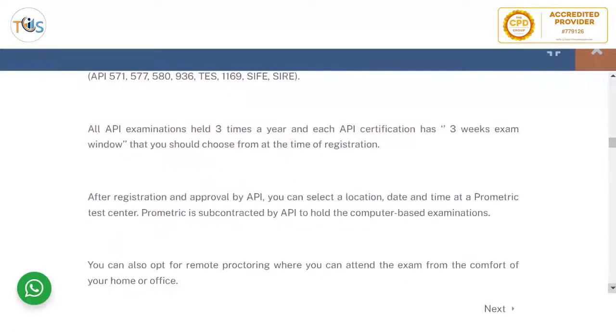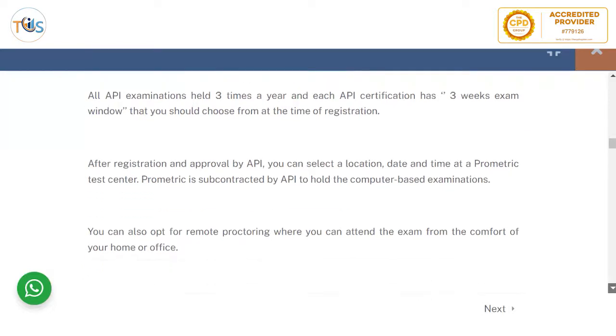All API examinations are held 3 times a year, and each API certification has a 3-week exam window that you should choose from at the time of registration. Once you choose the 3-week window, that's frozen for you. To change the window is as good as failing. That's called rescheduling, so you have to pay the fees and reschedule it. So the 3-week exam window is frozen once you choose it at the time of your application.